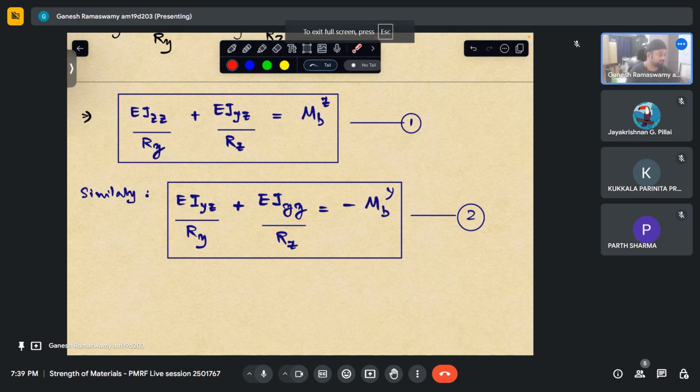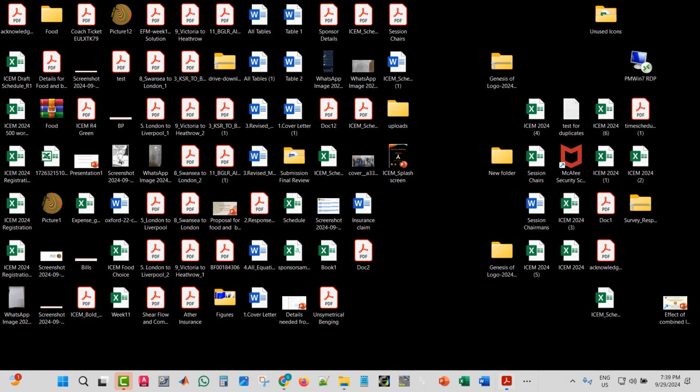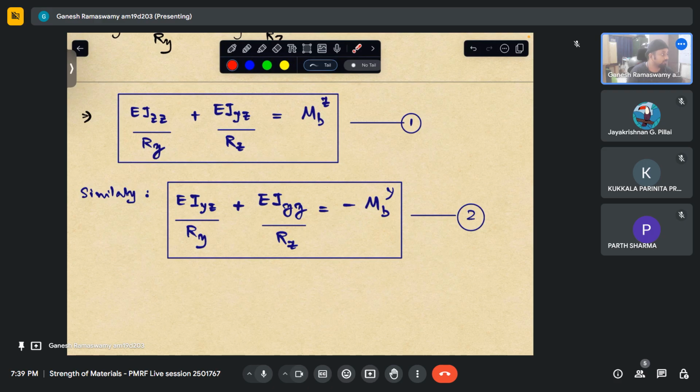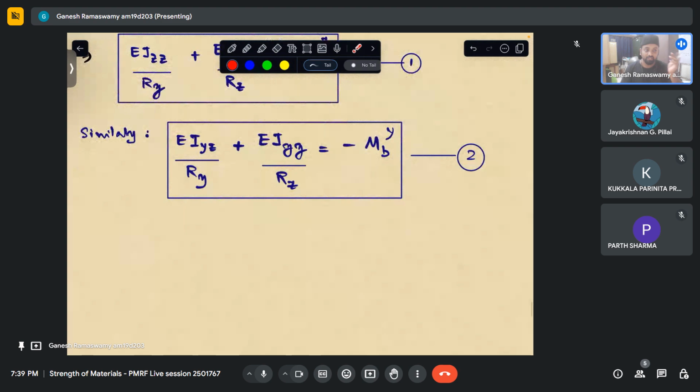Excuse me, I'll just check if the recording is uninterrupted, because this is how I lost the audio in one of the previous sessions, so I just wanted to ensure that.